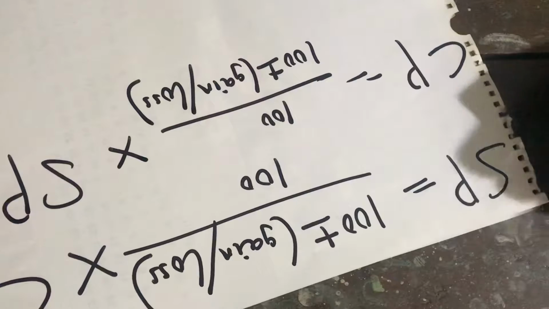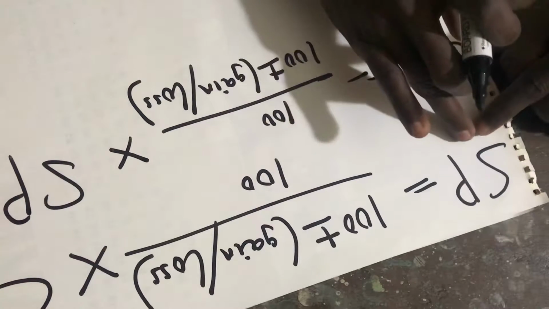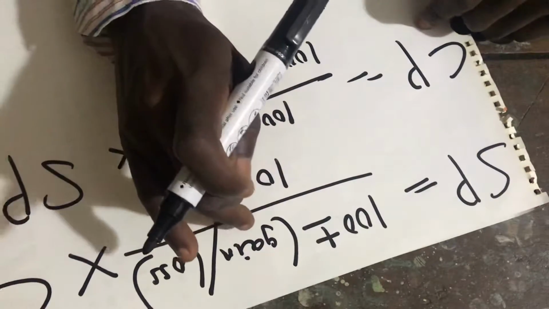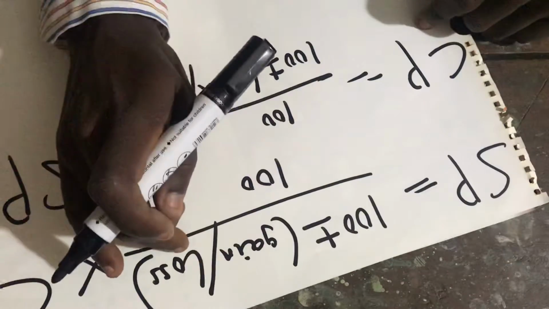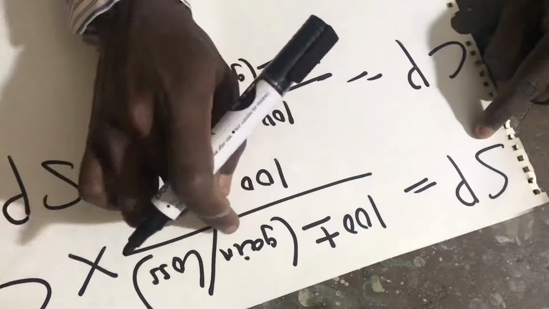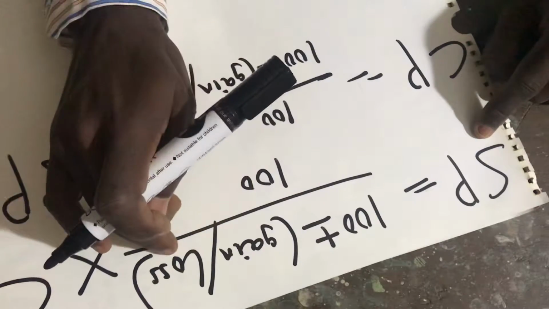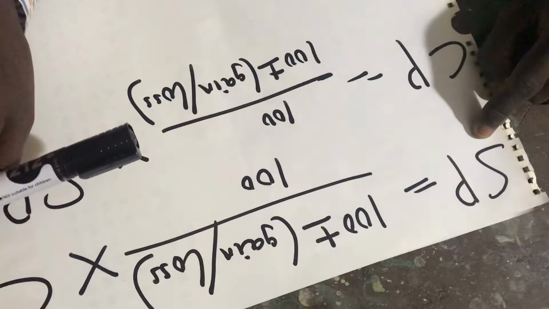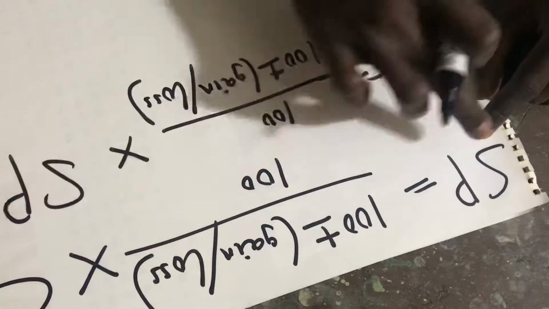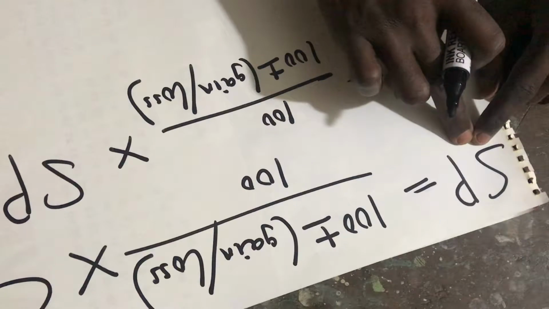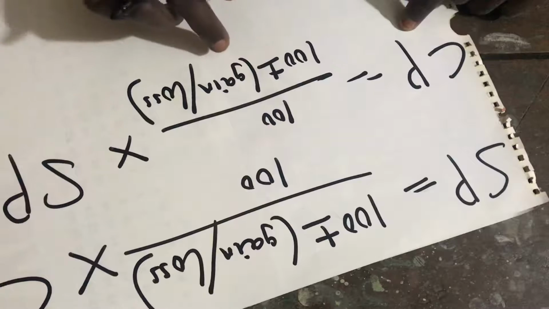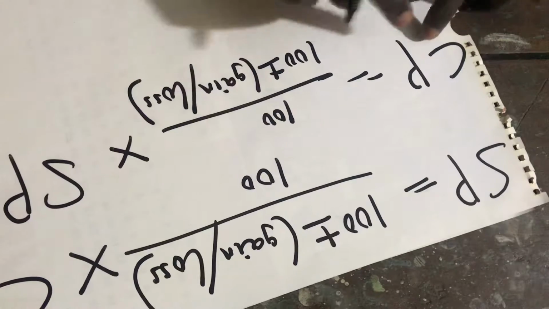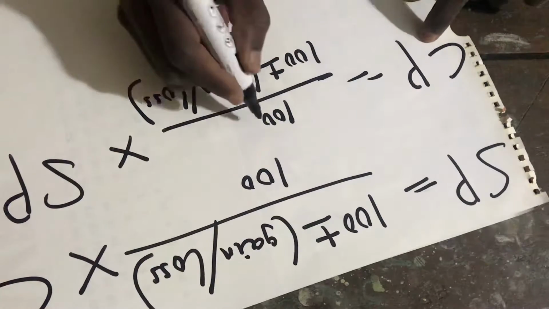These are the formulas you use to find either selling price or cost price whenever percentage gain or percentage loss is given. If you are given percentage gain or percentage loss and the cost price of a good, this is the formula you use to find its selling price. If you are given percentage gain or percentage loss and the selling price of a good, this is the formula you use to find the cost price of that good.